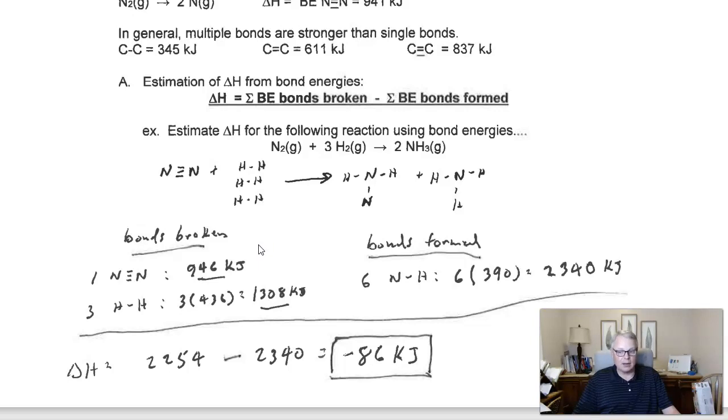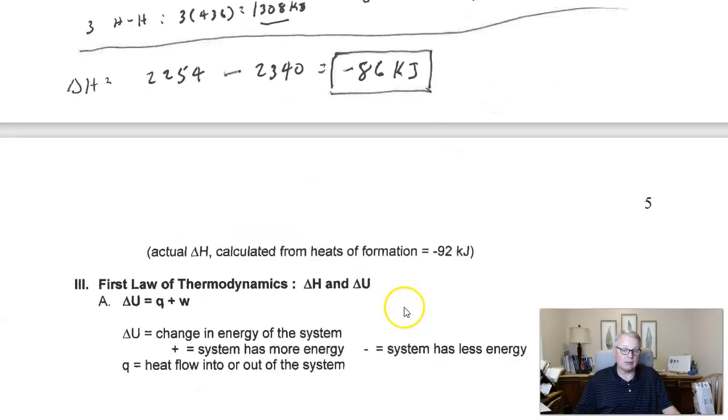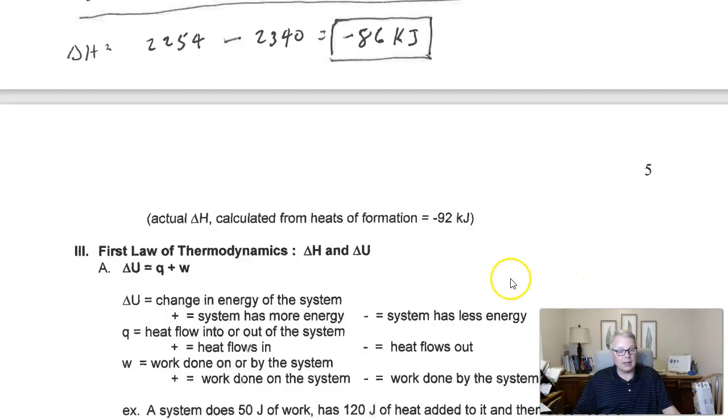What about Hess's law? Hess's law will give you the exact answer every time. Okay? How about heats of formation? Heats of formation will give you the exact answer every time. So, yes, heats of formation and Hess's law give you exact answers, and they're kind of preferred. Bond energies give you a ballpark figure, an estimation. But still, not too bad. That's pretty close. All right?